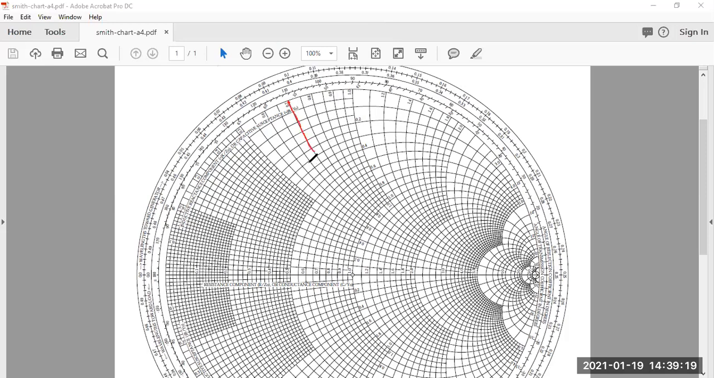And all you need to do is find out where the two circles are intersecting. Which circle? The 0.4 resistive circle and 0.7 reactive circle. So right now I am just highlighting. Again, when you are going to solve this problem on the Smith chart, you are not going to do this thing. I'm just doing this for explanation purposes.